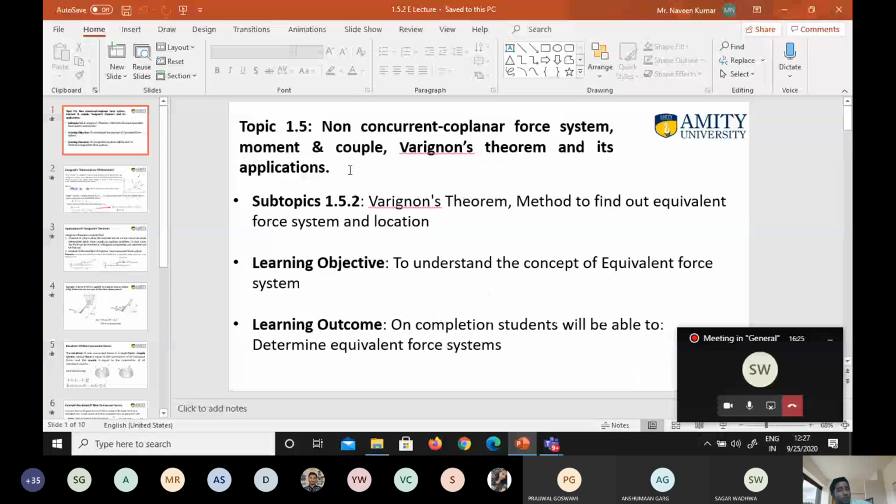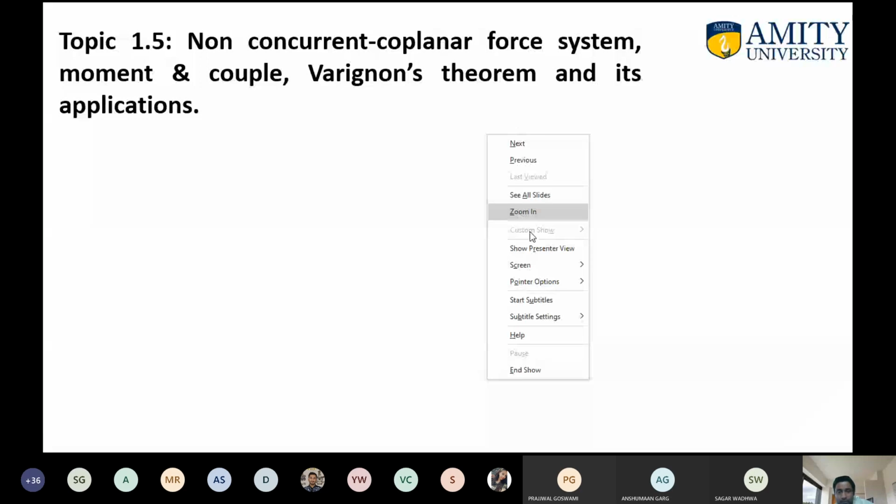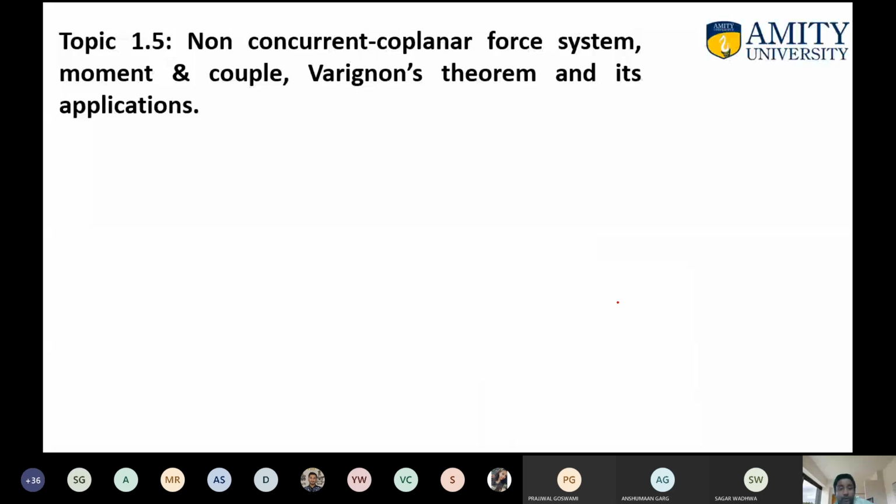See, this is the last part, this non-concurrent coplanar force system we are doing. Moment we have already studied, couple we also know that very well. Two equal and opposite forces like that, I can just give you a simple example if you are not aware, because we are not solving the problem of beam.